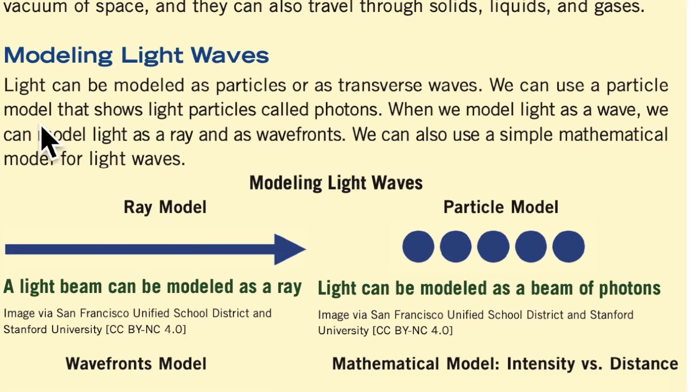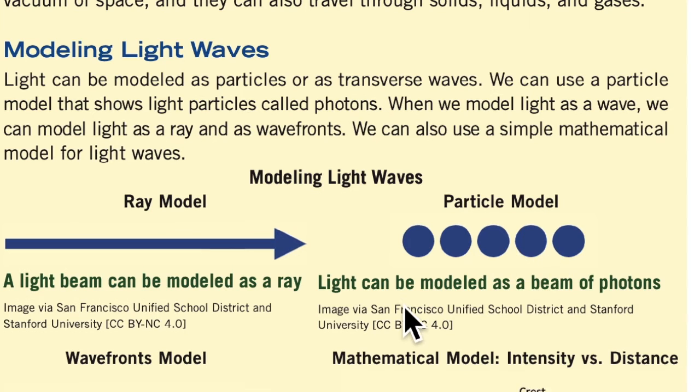Modeling light waves. Light can be modeled as particles or as transverse waves. We can use a particle model that shows light particles called photons. When we model light as a wave, we can model light as a ray and as wave fronts. We can also use a simple mathematical model for light waves. Ray model. Particle model. A light beam can be modeled as a ray, or a light beam can be modeled as a beam of photons.